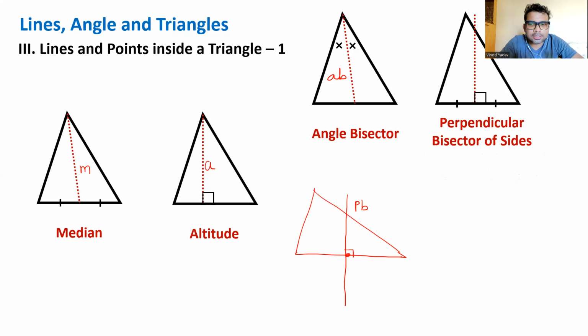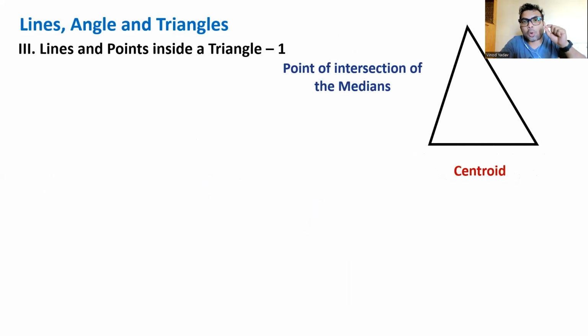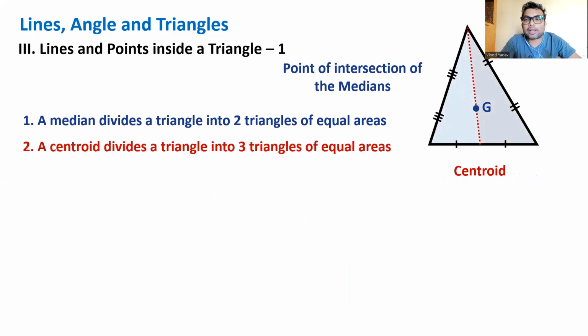All right. Let's understand the first point in detail. Centroid. How is the centroid getting formed? Point of intersection of all the medians. If you draw all the medians, the beauty is they will all meet at one unique point. That one unique common point is called a centroid. The very first property: this median divides the triangle into two triangles of equal areas. Secondly, centroid divides the triangle into three triangles of equal area.